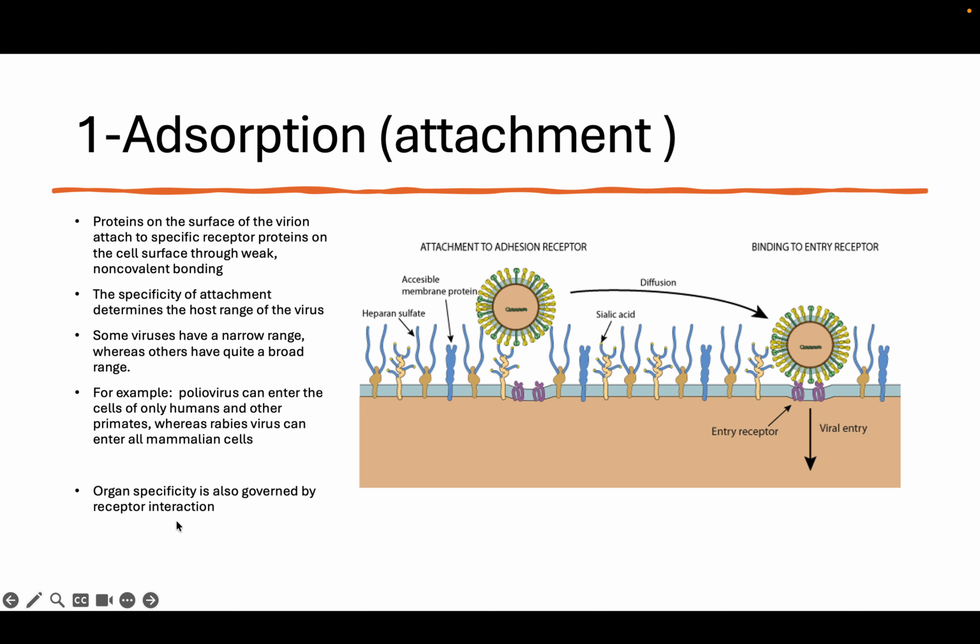And other than host range, it can also govern organ specificity. So this is why we have, for example, herpes viruses. Herpes viruses will only bind to certain ganglions. They will not bind to your liver cells or somewhere else because the ganglion cells are the only ones that have the receptor. Or the hepatitis viruses, they will only bind to the liver cells because they're the only ones that have that receptor. The heart doesn't have it, the kidneys don't have it. So this is how these glycoproteins in the virus can determine the organ specificity.